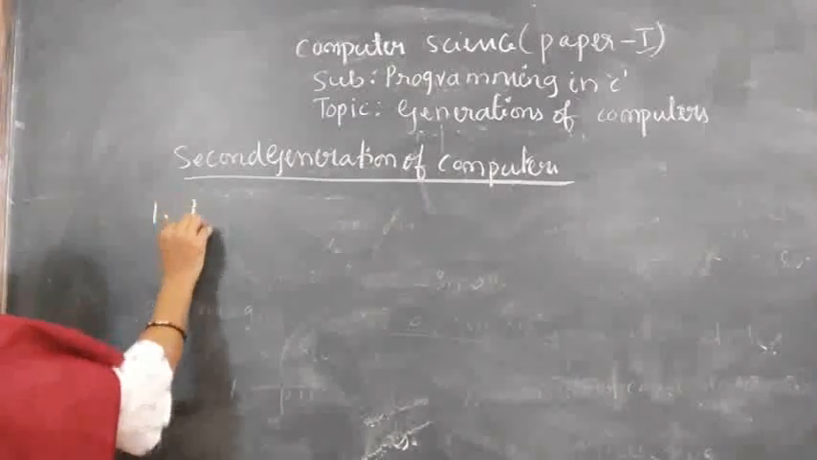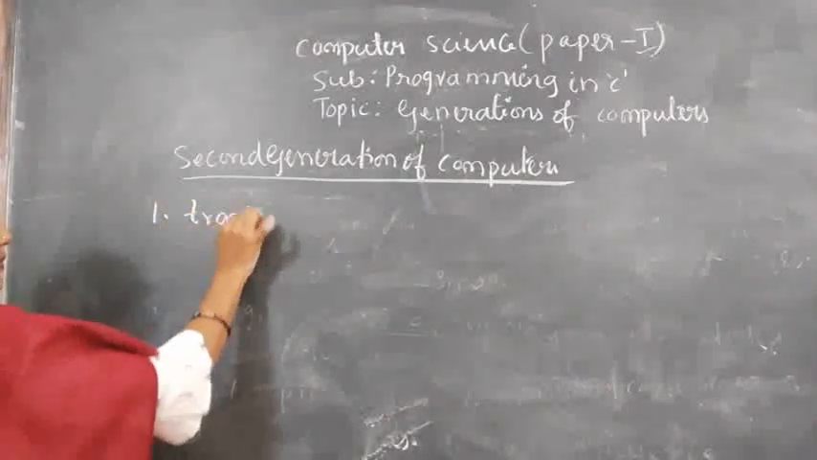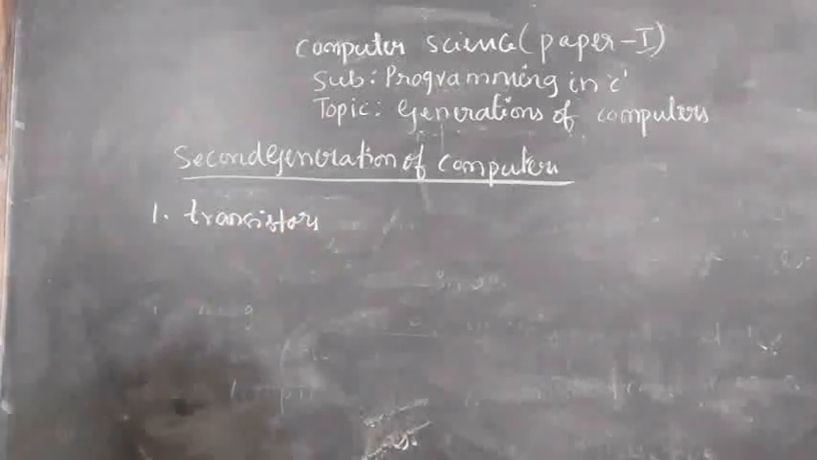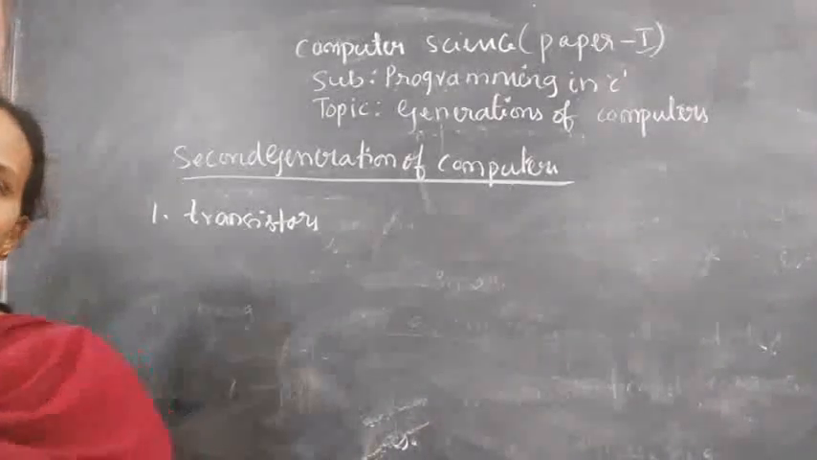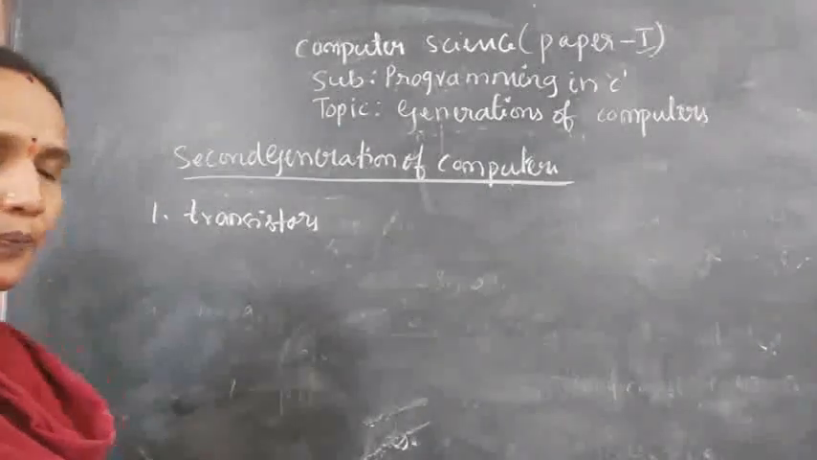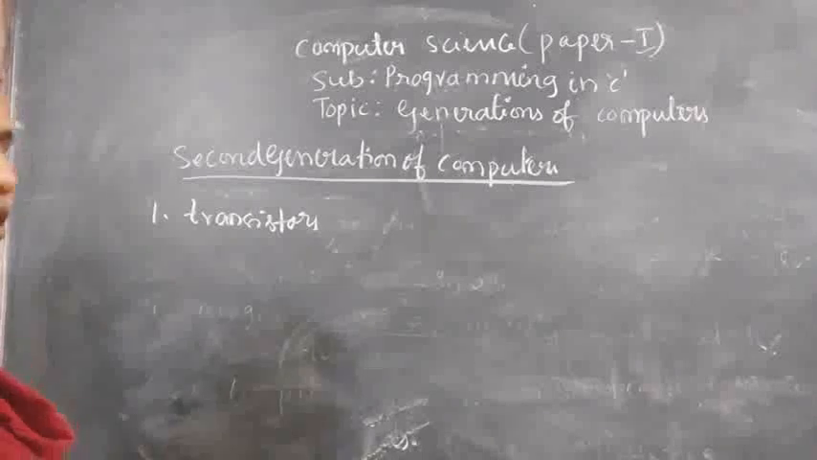Here they used transistors. As I already said, one transistor equals the size of hundreds of vacuum tubes. So what happened? They used transistors, and that is why the size of the computers decreased, meaning it is small.